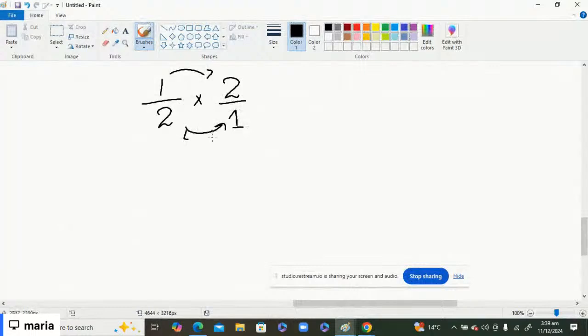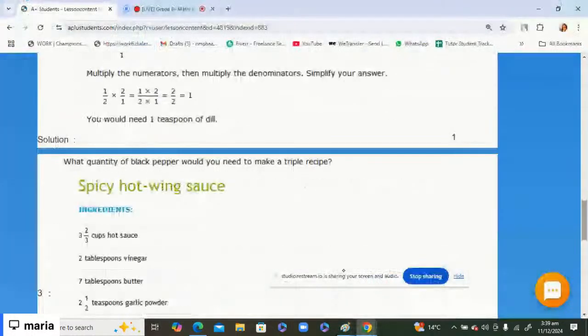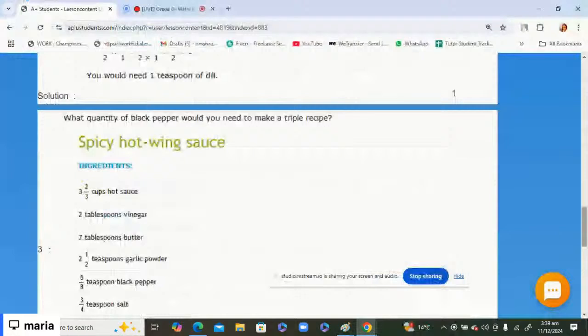Multiplying 1 times 2 is 2, 2 times 1 is 2. This should cancel out, and here it's only 1. Okay, now just check this.